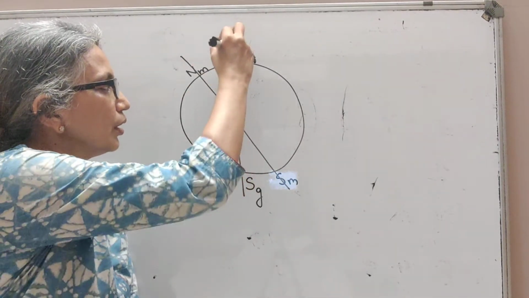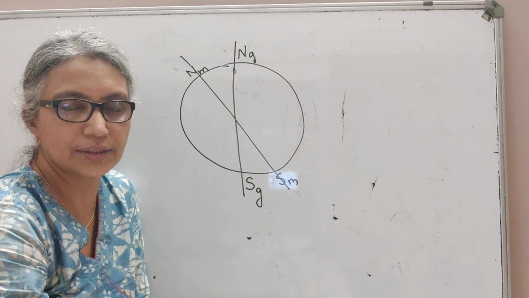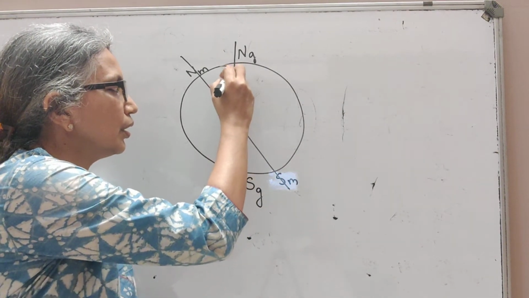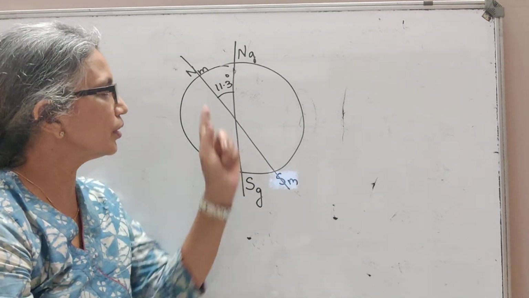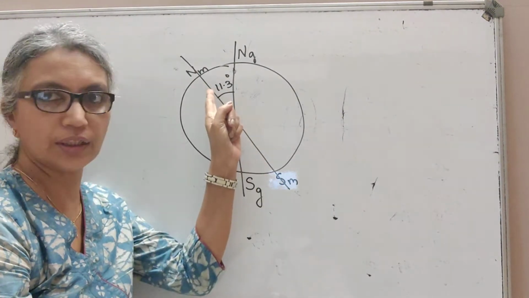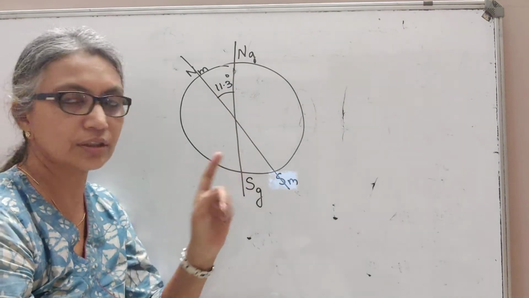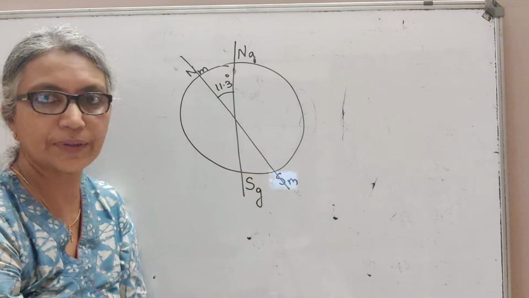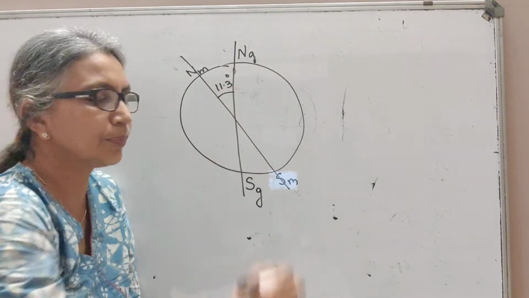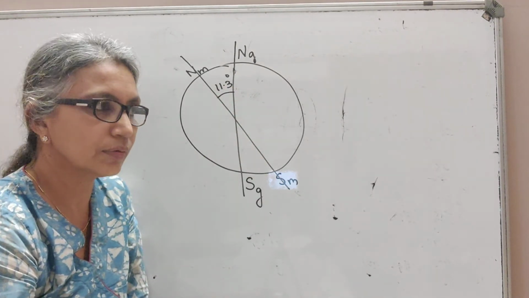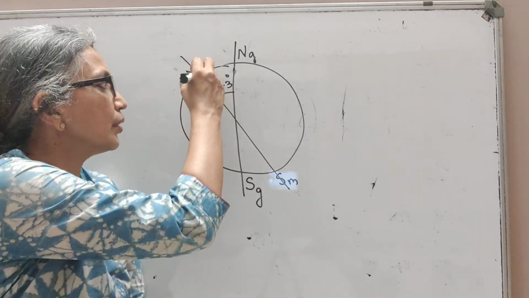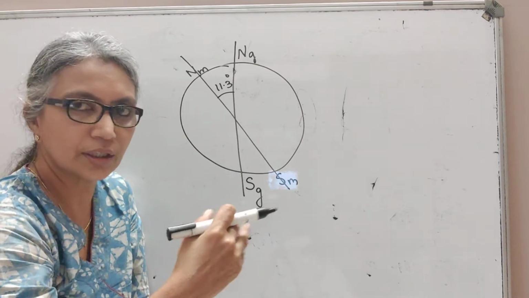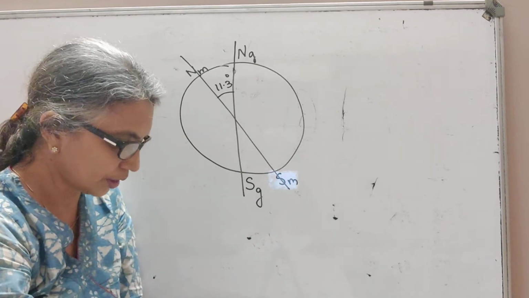This is not aligned along the geographic axis. They maintain an angle of around 11.3 degrees. So the magnetic axis of the Earth and the geographic axis of the Earth are not in the same direction. The magnetic axis is tilted with respect to the geographic axis by around 11.3 degrees. Now what scientists have discovered is that the magnetic north pole is actually not always in the same place. Every year it keeps shifting.